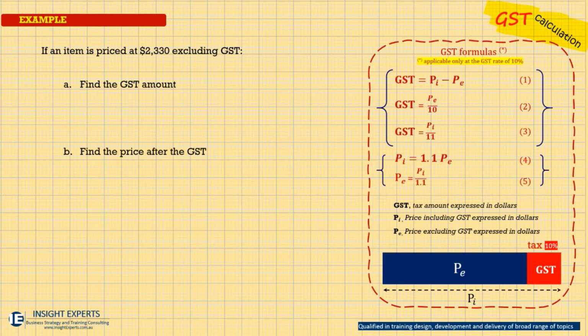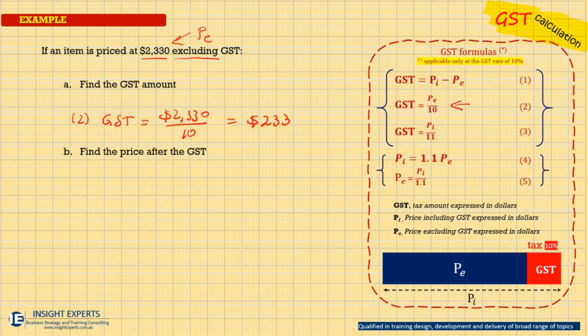If an item is priced at $2,330, this time excluding GST, I need to find the GST amount. So now I cannot apply equation number 3 because I don't have PI, but I have PE. And since I have PE, equation 2 is valid. So the GST amount from equation number 2 is $2,330 by 10. And that is the amount of GST payable on the product.